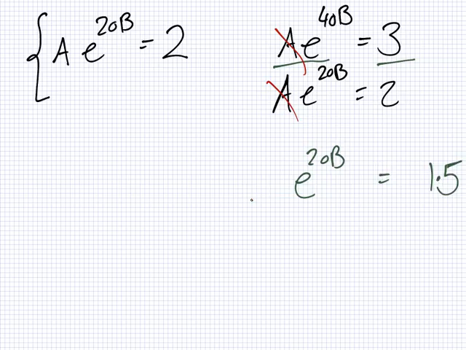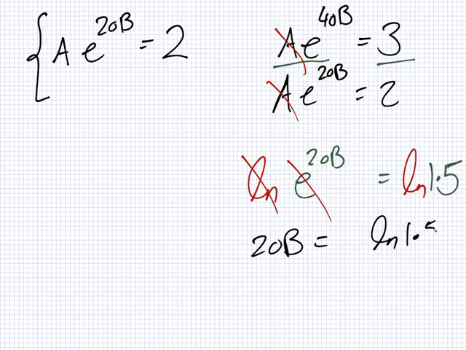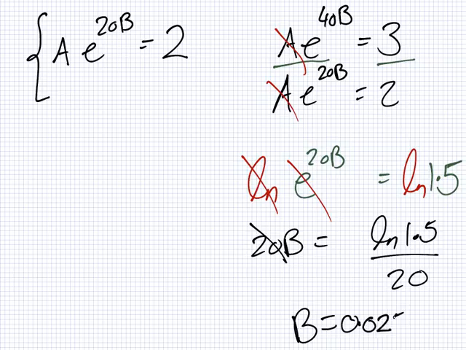Then we simply have to put a log on both sides. And now we have 20b equals log 1.5. So now I divide by 20 and I have my b. Can someone tell me this, please? 0.025. Give me one more. 0.0, oh, sorry, 0.00? 25. So 0.0203. Yeah. Is that what you got?